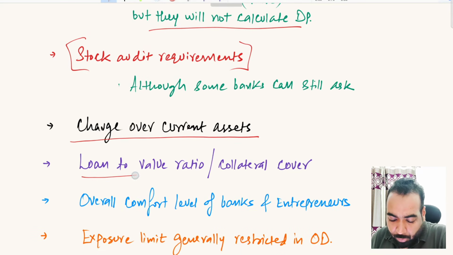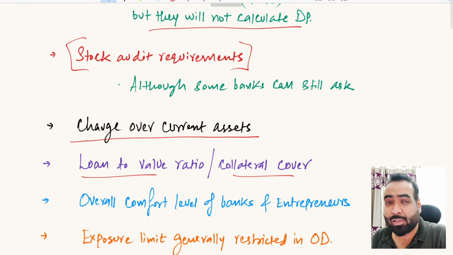Loan to value ratio, or the collateral cover. In a cash credit limit, since the banks are calculating drawing power, taking charge over the current assets, taking stock statements, and getting the stock audits done, they are regularly monitoring your account. So they are very much confident and comfortable about how you behave in future, and how to control you in future if you misbehave, right?